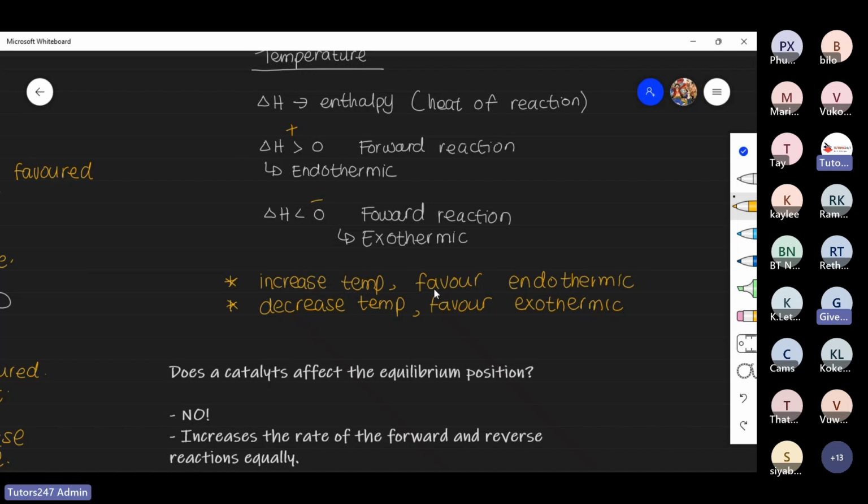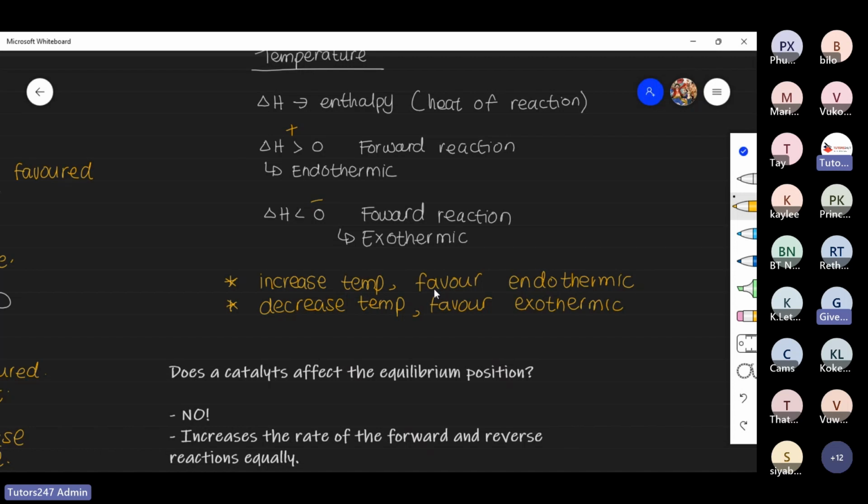Whenever heat of reaction is positive, the forward reaction is endothermic. So keep that in mind. Positive heat of reaction equals forward endothermic. Whenever the heat of reaction is less than 0, meaning that it is negative, the forward reaction is exothermic. So negative heat of reaction, forward reaction exothermic. So hopefully everyone is okay with that part. Now, let us move on to the increase and decrease.